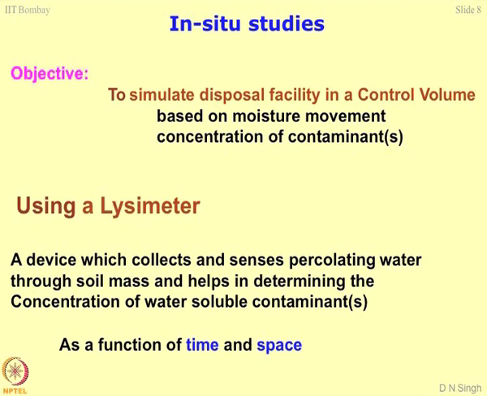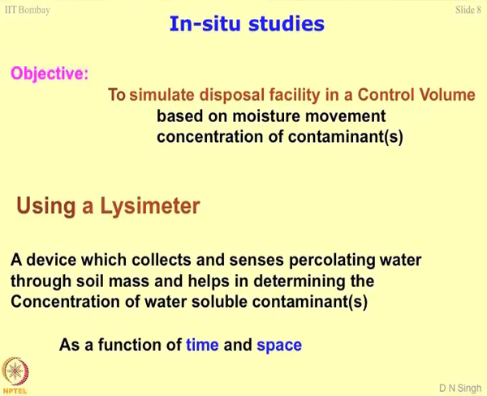Now, when you are doing this, hope you will agree with the fact that moisture movement is the biggest culprit, because the waste will come in contact with water and then along with the water, the species of the contaminants will get leached out and they will migrate into the soil mass, contaminating the environment. And then the second issue is the concentration of the contaminants. What is the concentration which is getting leached out? Now, this is where environmental geotechnology has to play a very important role.